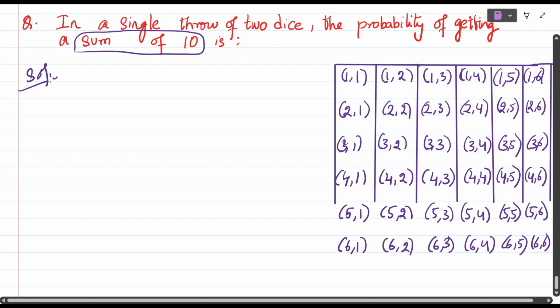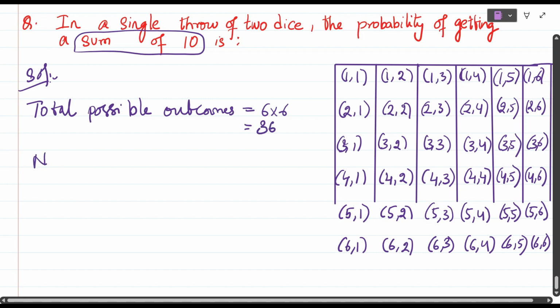So let us write the total possible outcomes. Count all these. How many, students? Count all this. This side 6 and this side 6. A 6 into 6 matrix, that is 36. Right. So let us write the number of possible outcomes, students.